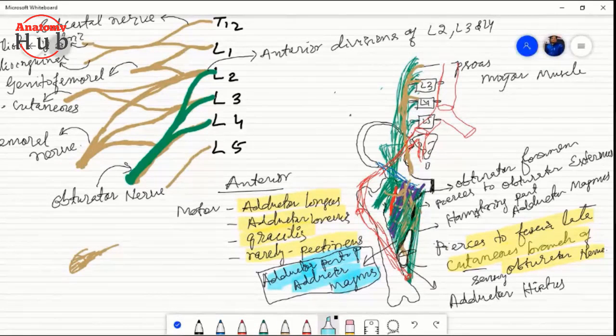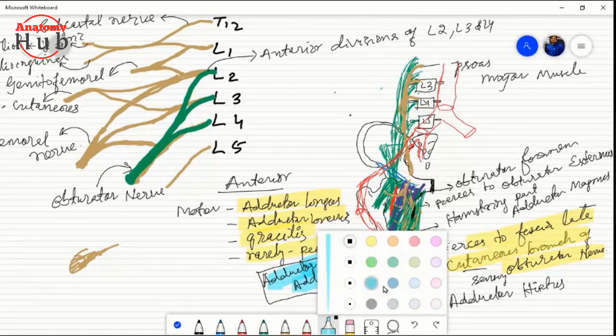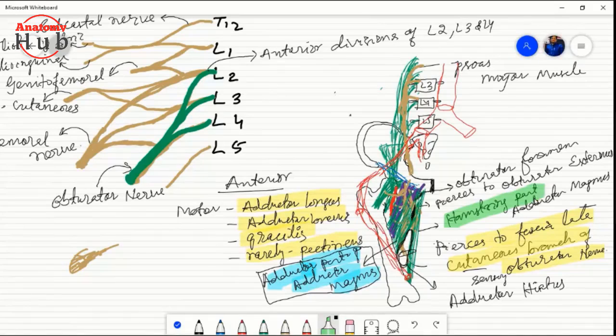But the hamstring part of the adductor magnus will be innervated by the tibial component of your sciatic nerve. So it has dual nerve supply. The adductor part is by the posterior division of the obturator nerve, but the hamstring part is by the tibial component of the sciatic nerve. That's why it has two actions: one is adduction and another is extension of the hip, like your hamstring muscle. And it also gives a twig to the obturator externus muscle, right?